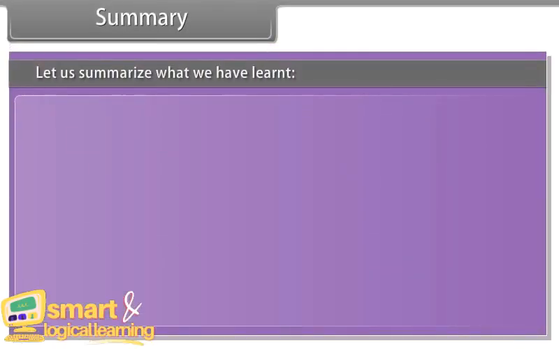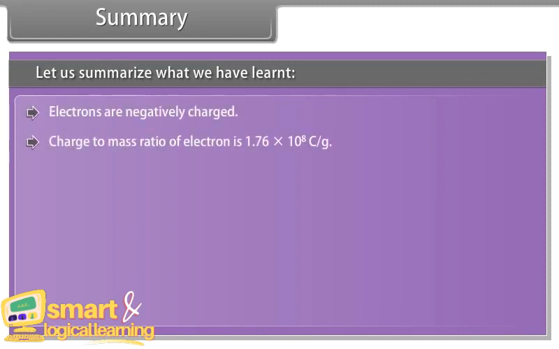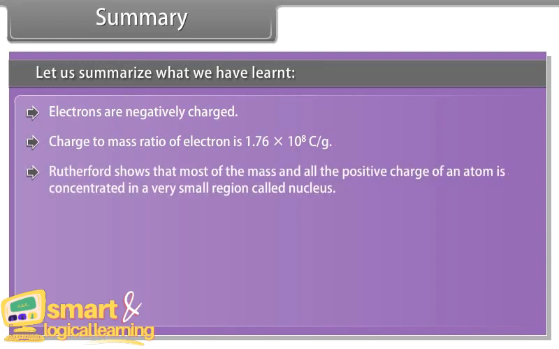Summary. Let us summarize what we have learnt. Electrons are negatively charged. Charge to mass ratio of electron is 1.76 × 10^8 coulombs per gram. Rutherford shows that most of the mass and all the positive charges of an atom is concentrated in a very small region called nucleus.